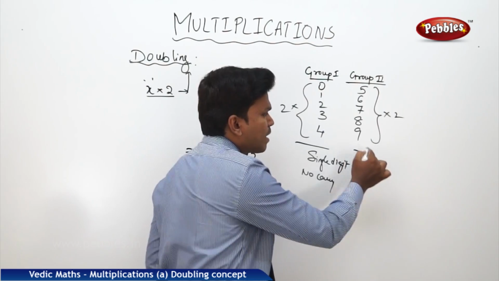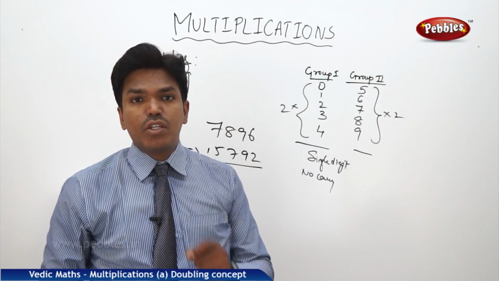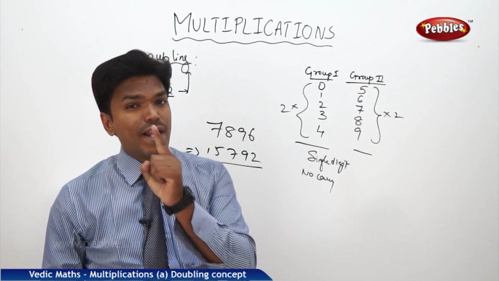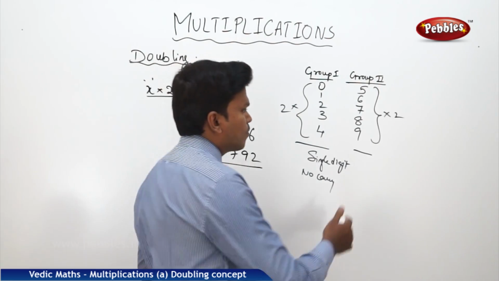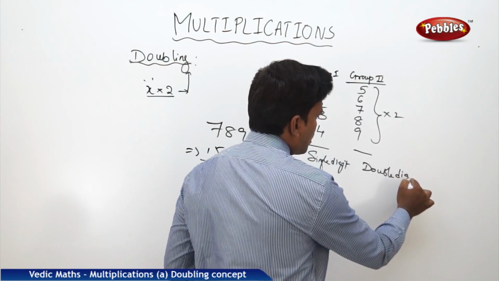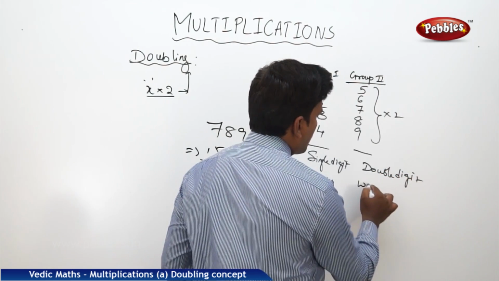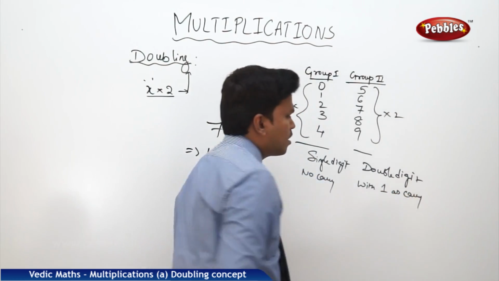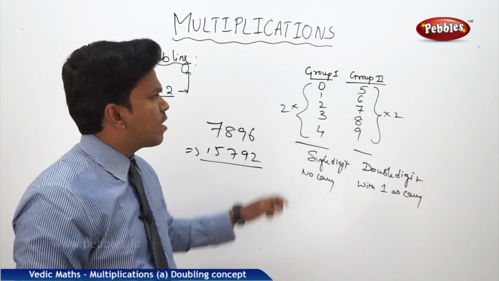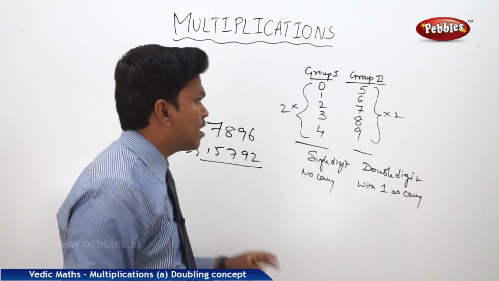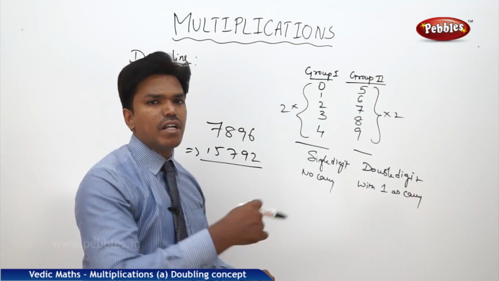But if you multiply the group 2 numbers by 2, you are going to get double digit numbers with 1 as the maximum carry. Yes or no? So that is group 1 and this is group 2. Now how can we apply these group 1 and group 2 numbers in our doubling concept?